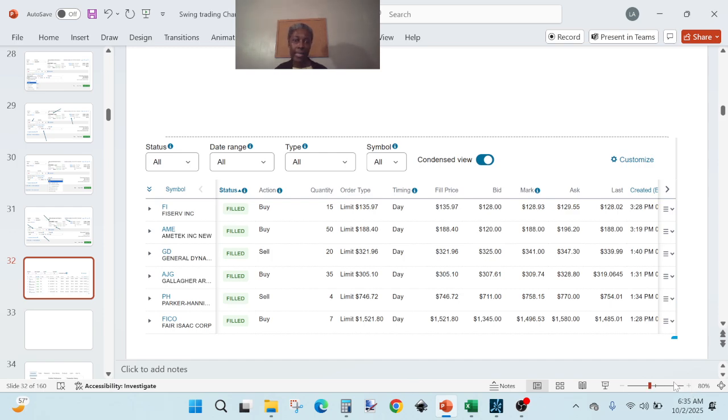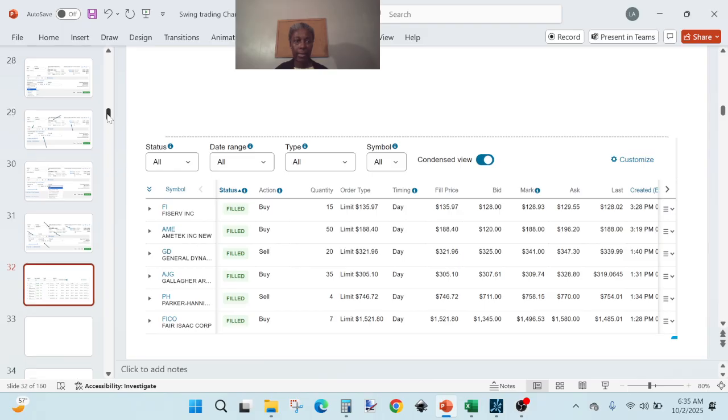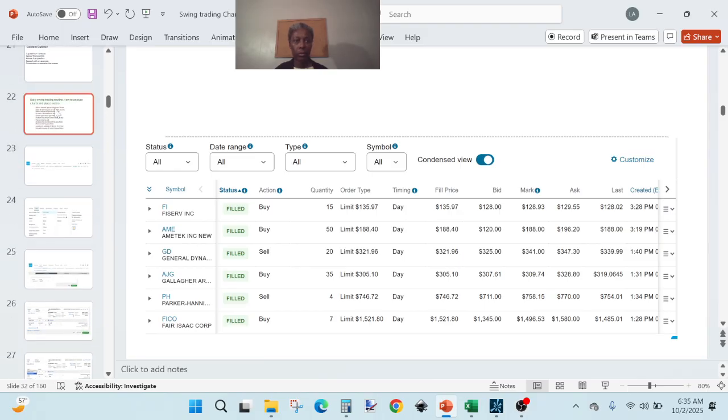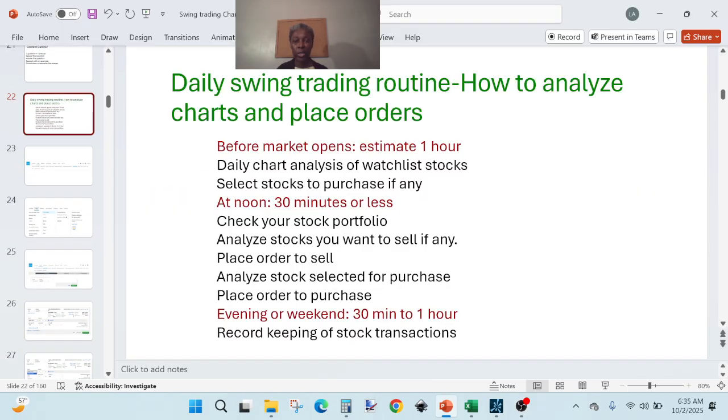But yeah, that is the routine. If you are swinging trading and using a long option swing trading strategy, that is a routine that you will perform on a daily basis if you can help it.